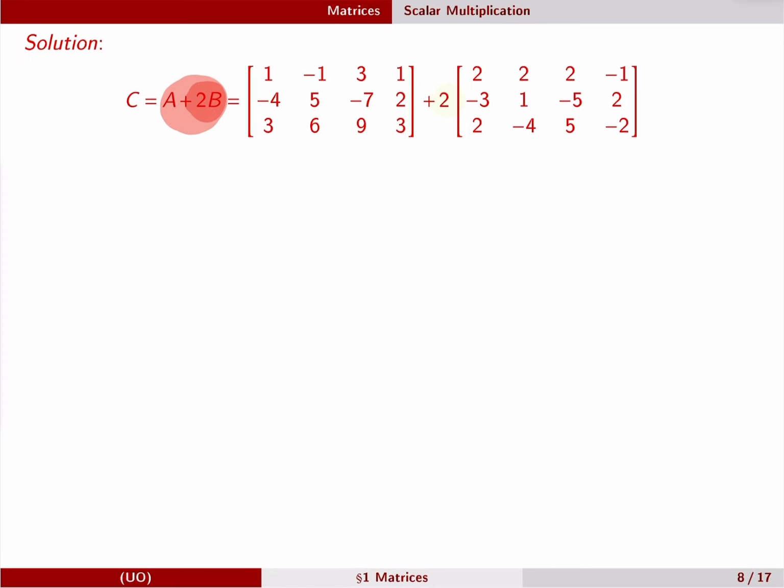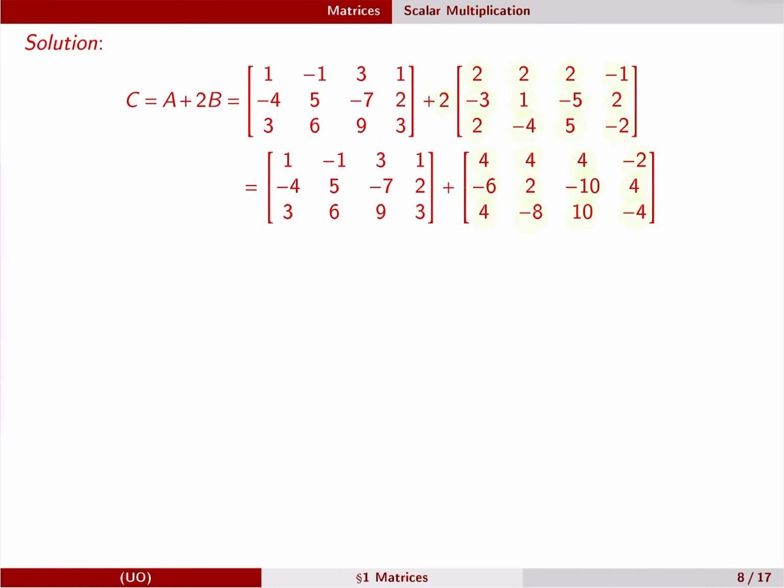So here we go, just take your time. So what is A plus 2B? You see here, I'm taking the matrix B and I'm multiplying it by 2. So I'm putting a 2 in front of it. And now I'm just multiplying by 2 everywhere. 2 times 2 gives me 4. 2 times 2 gives me 4. 2 times 2 gives me 4. Minus 1 times 2 is minus 2. Minus 3 times 2 is minus 6. 1 times 2 is 2. Minus 5 times 2 is minus 10. 2 times 2 is 4. 2 times 2 is 4, minus 4 times 2 is minus 8, 5 times 2 is 10, and minus 2 times 2 is minus 4.